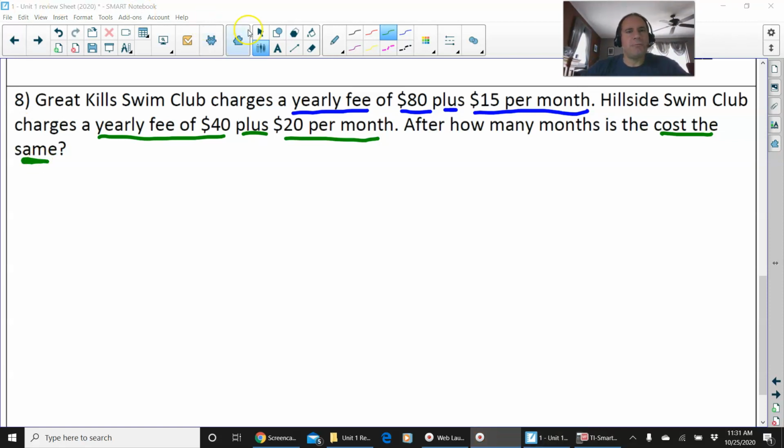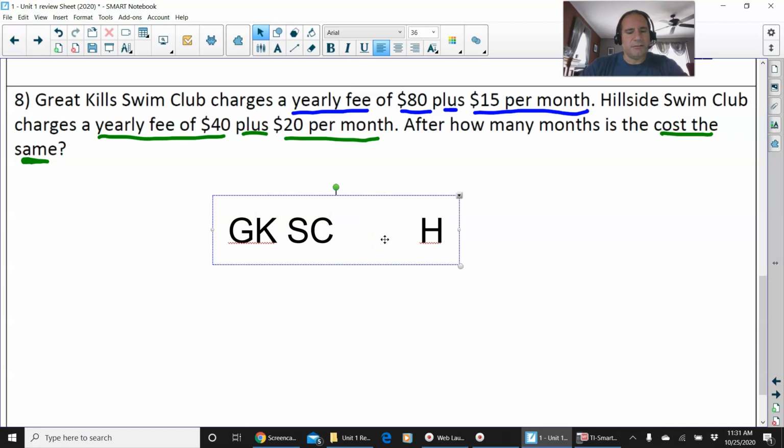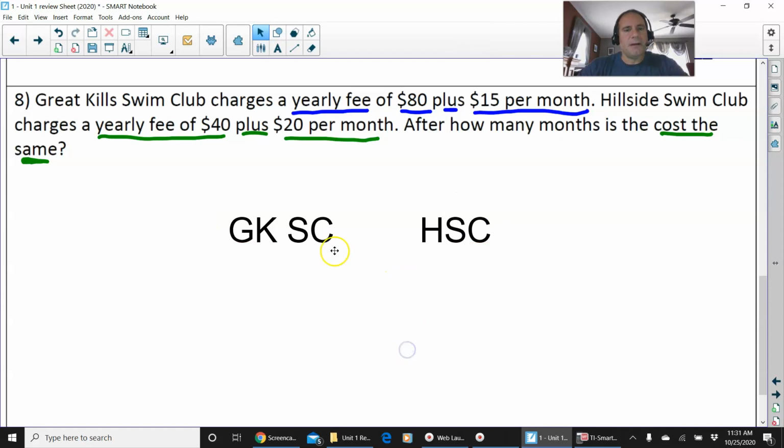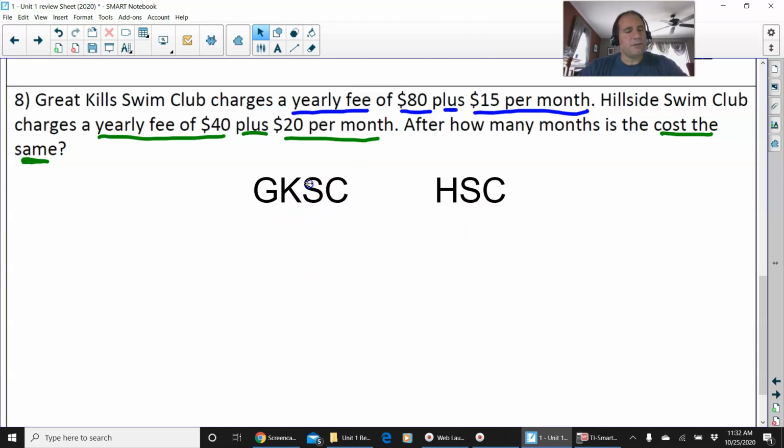Okay, so what we do is that we're setting up two companies, or two swim clubs in this case. We have Great Hills Swim Club, and we also have Hillside Swim Club. And we're going to make a little bit of a chart. We're going to put Great Hills Swim Club on the left side and Hillside Swim Club on the right, and we are going to make expressions for each one.